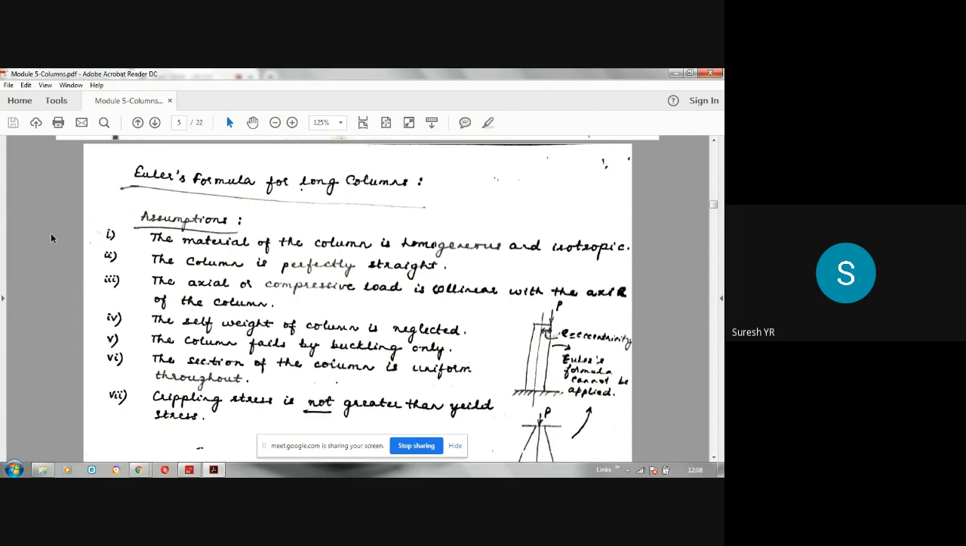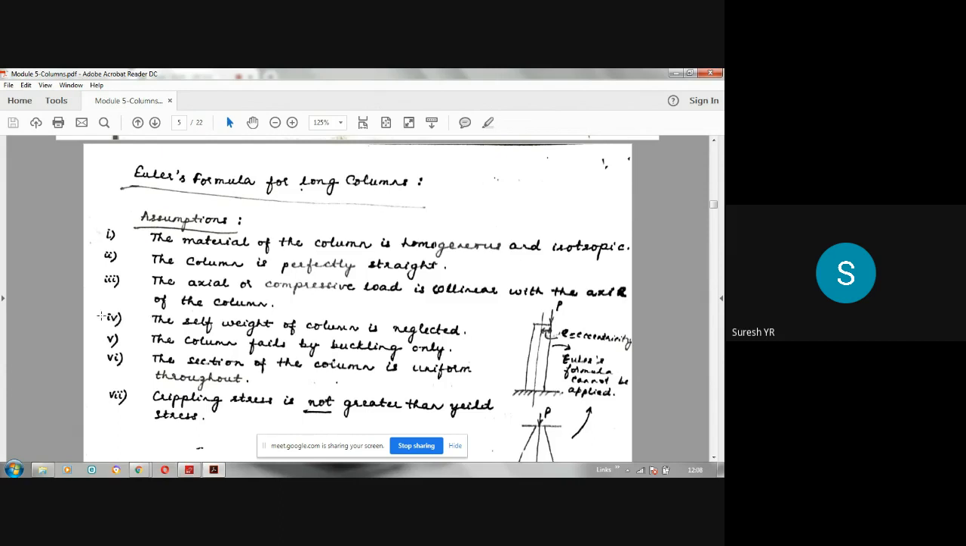Assumptions. First assumption, the material of the column is homogeneous and isotropic. Just as in the case of beams, all the physical properties are the same in all three directions along the length, width, and depth. That is called homogeneity. If all the elastic properties, that is Young's modulus, Poisson's ratio, rigidity modulus, remain the same in all three directions along the length, width, and depth, then it is called isotropic. That is the difference: physical properties the same is homogeneous, elastic properties the same is isotropic.